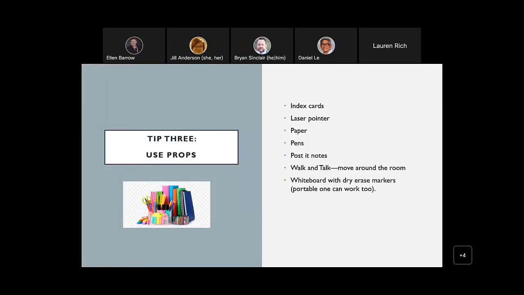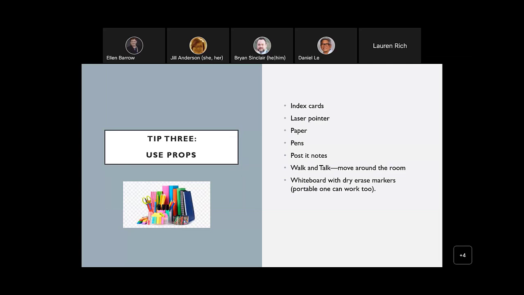Okay, tip number 3 is to use props. You want to use things like index cards if you have an in-class activity and you want students to provide you with feedback or hold up a card, or some activities might require it. Use a laser pointer. Use paper, pens, post-it notes. And this one, walk and talk, move around the room.